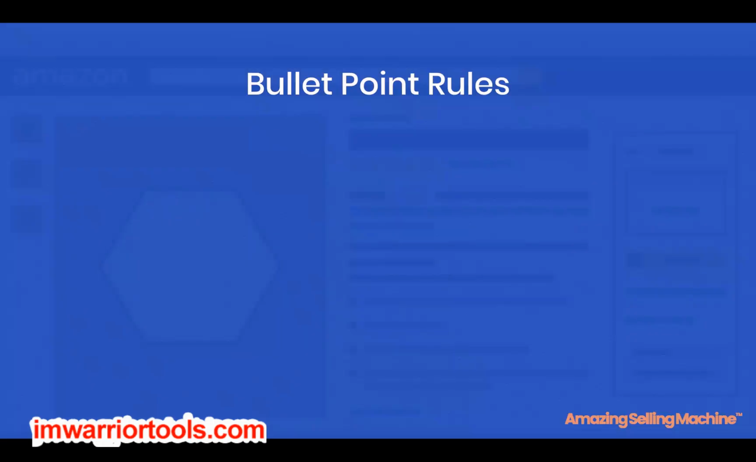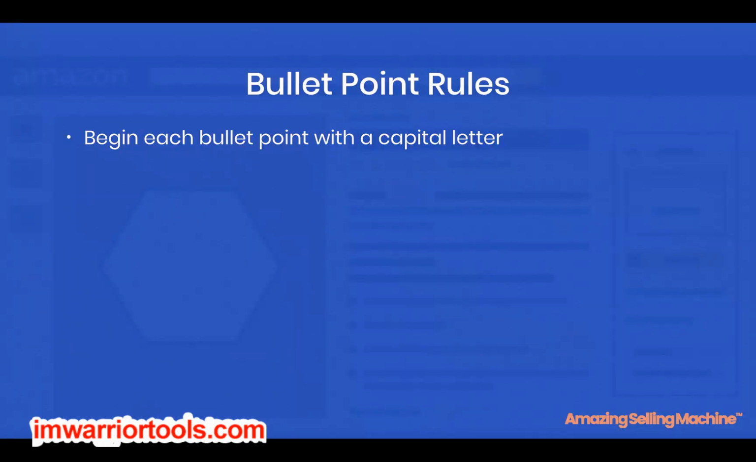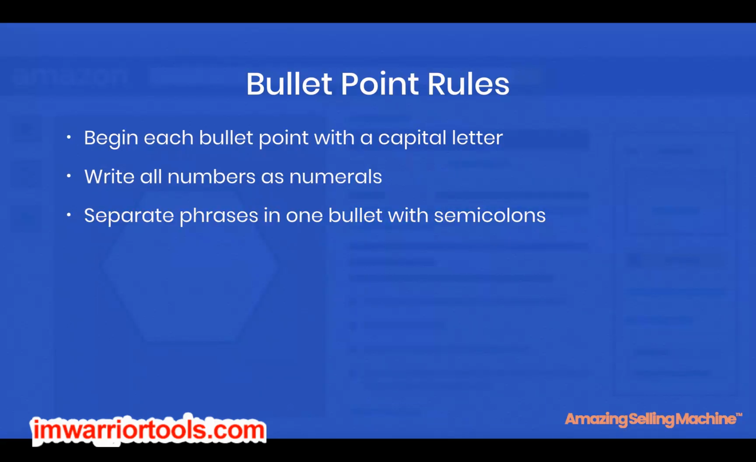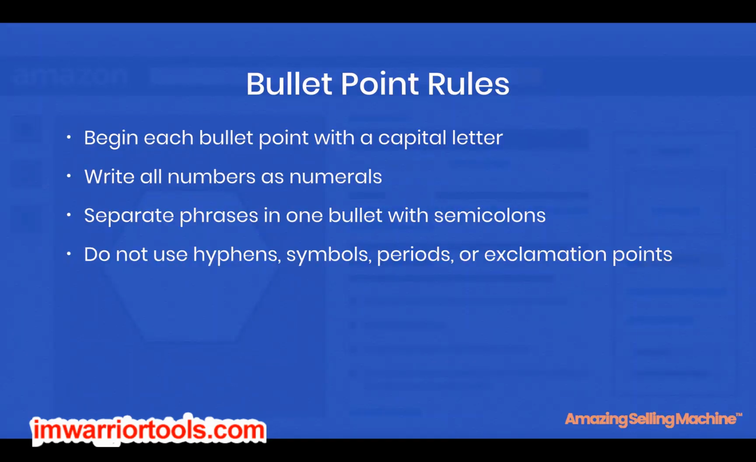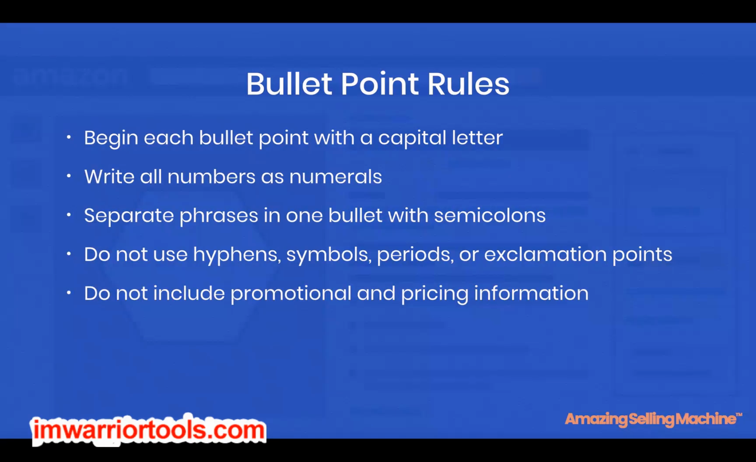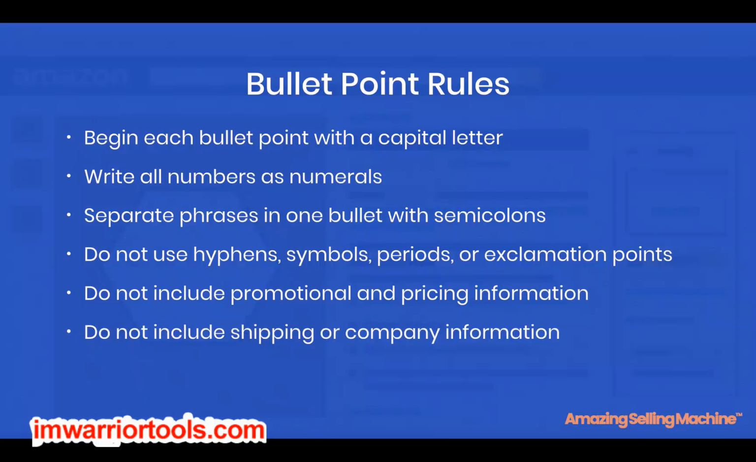Bullet point rules. Begin each bullet point with a capital letter. Write all numbers as numerals. So if 20 is in your bullet point, use 2 and a 0. Do not spell the word 20. Separate phrases in one bullet with semicolons. This is really important. And do not use hyphens, symbols, periods, or exclamation points. For those of you with English degrees, you need to forget all about that. For whatever reason, Amazon have these rules and you must stick to them. And do not include promotional and pricing information. Lastly, do not include shipping or company information.